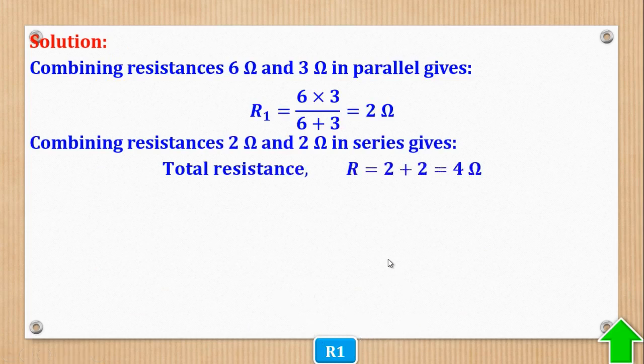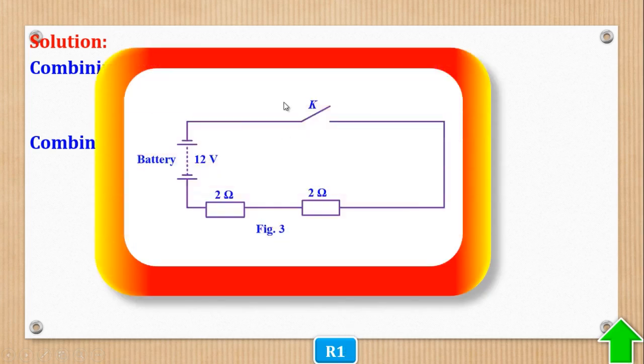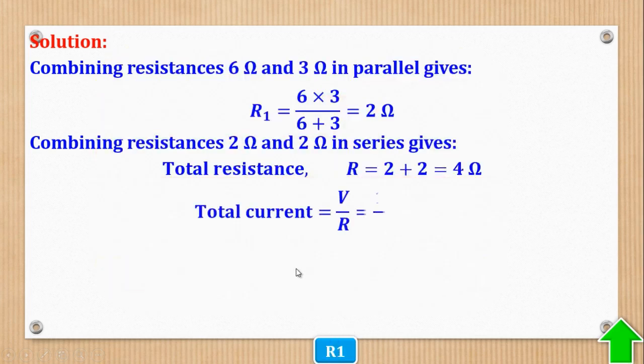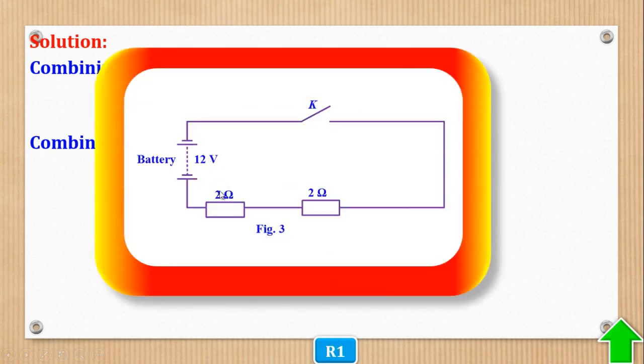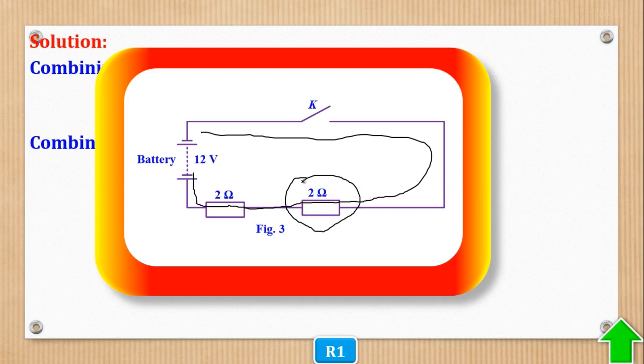Okay, so now that we know the total resistance and the total PD, which is 12, we can get the total current. V over R, V is 12, R is 4, that is total current of 3 ampere. So now we know the current. We know the current through this resistor and this resistor. That means that we can easily get the PD across this combined resistor which was in parallel.